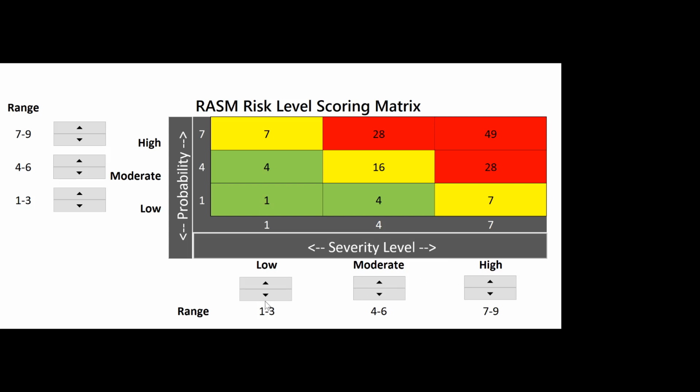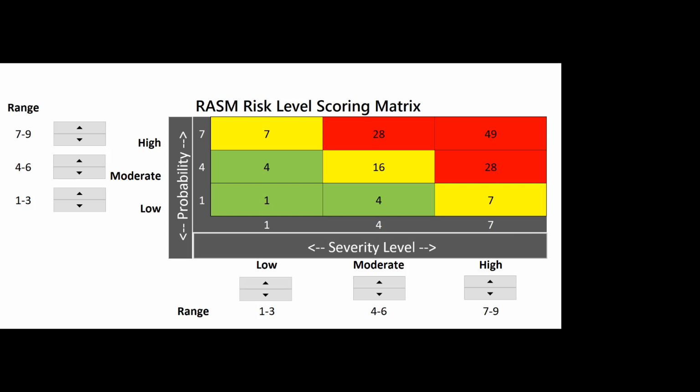So low starts with 1 and then goes to 2 and 3. Moderate goes 4, 5, and 6. And high goes 7, 8, and 9. And that's true along both axes. So what you can see here right now, if we look in the leftmost bottom corner, we're multiplying 1 of probability and 1 of severity, and we get a 1 of our risk level. And if we go up in probability, we're multiplying 4 times 1 and 7 times 1. And so you can see how all these grid numbers are calculated.